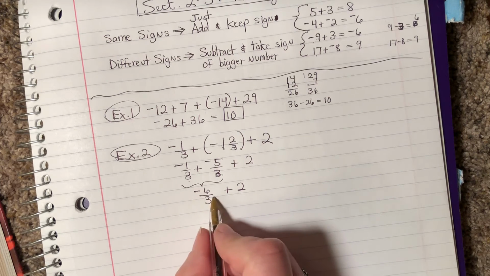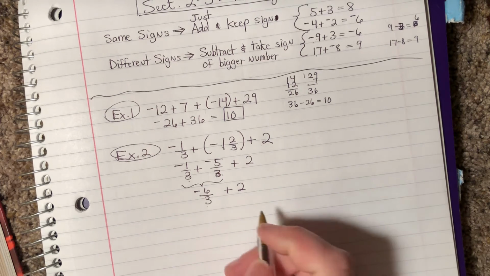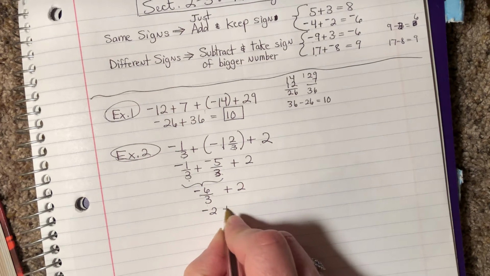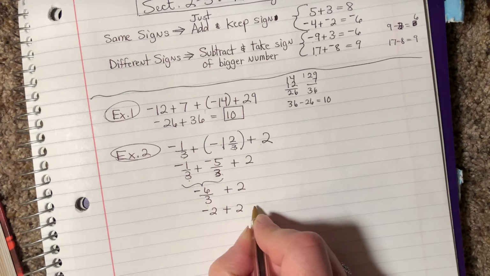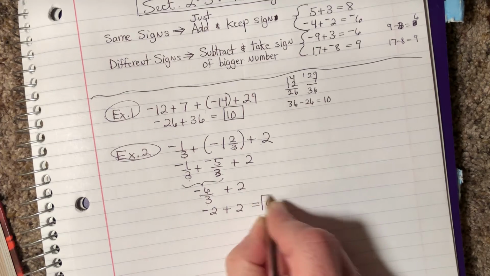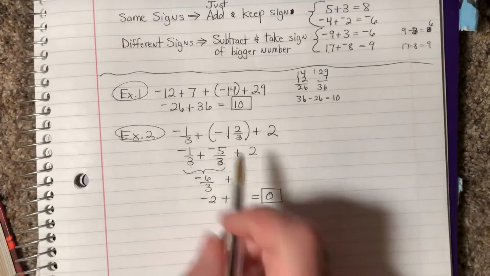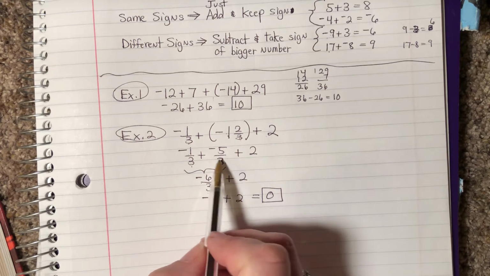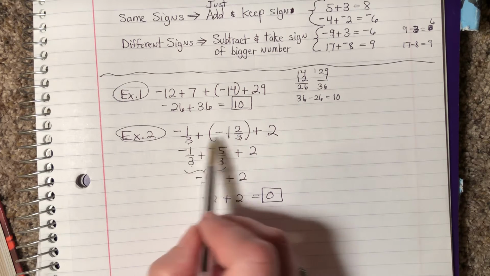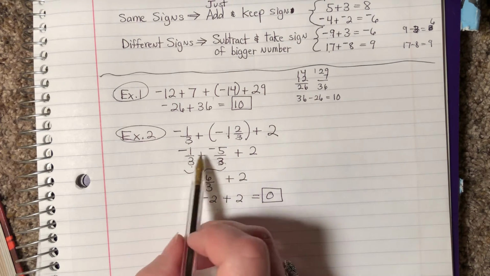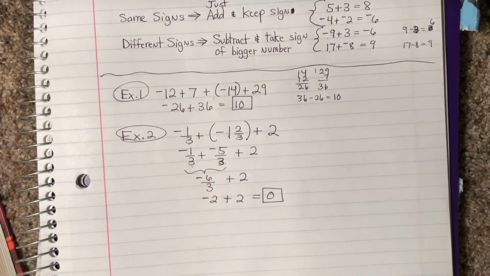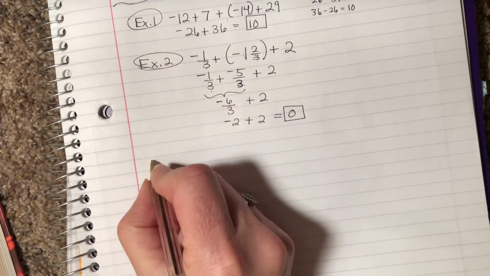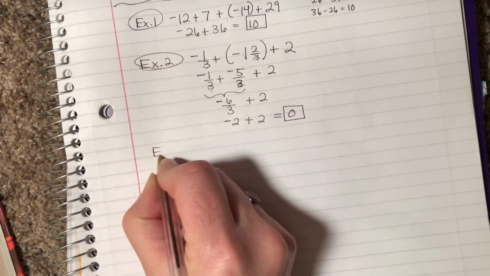Well, this fraction bar means divide, so -6 divided by 3 is -2 plus 2, that's going to equal 0. So if you have fractions like this or a mixed number, make the mixed numbers improper, and they're probably going to be common denominators already, so you just add the top numbers and keep the same denominator, then simplify. Okay, example 3.